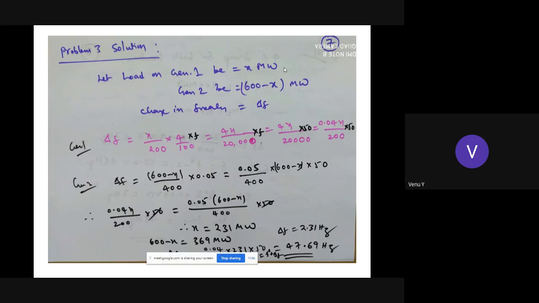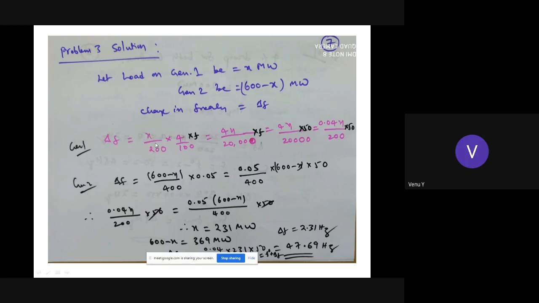And the load on the second generator: the total load is 600 MW, so 600 minus x is the load on generator 2. Now you understand the loads on each of the generators, x megawatts and 600 minus x megawatts respectively. Now the change in frequency is delta f, expressed in terms of generator 1 and generator 2.